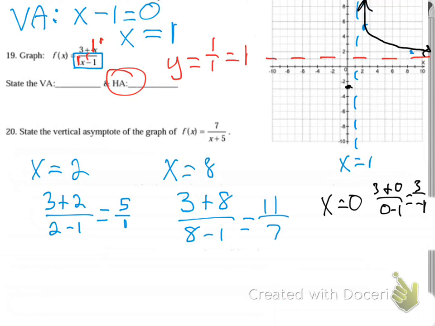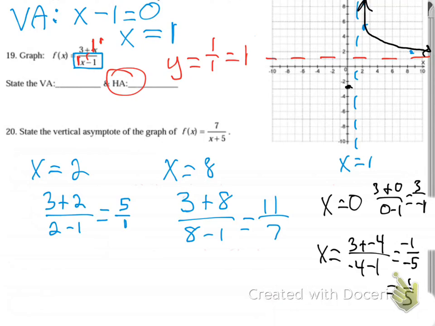Let's try negative 4. When x is negative 4, I get (3 plus negative 4) over (negative 4 minus 1). I get negative 1 over negative 5, so I get 1/5. That's a positive 1/5, which is just above 0.